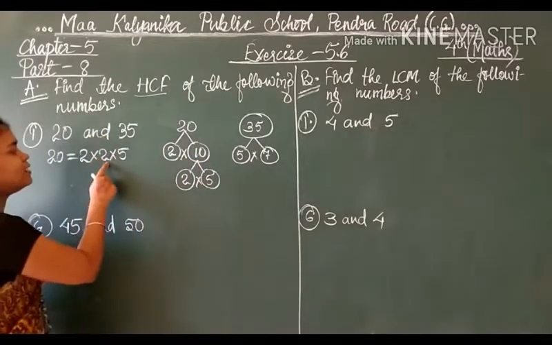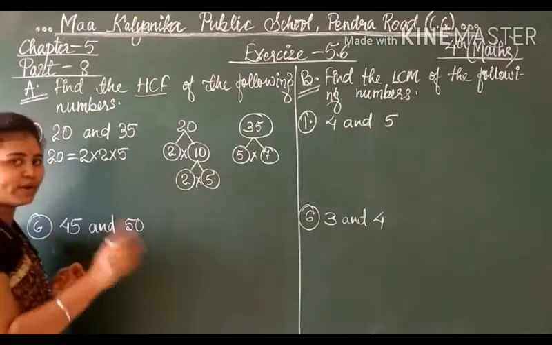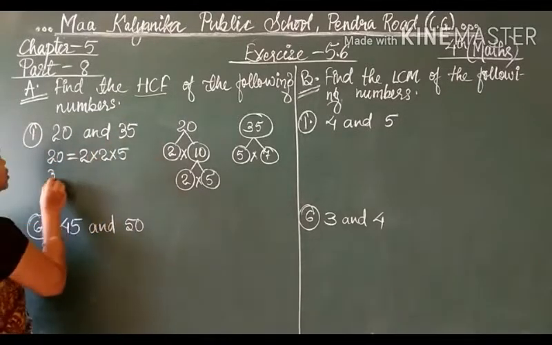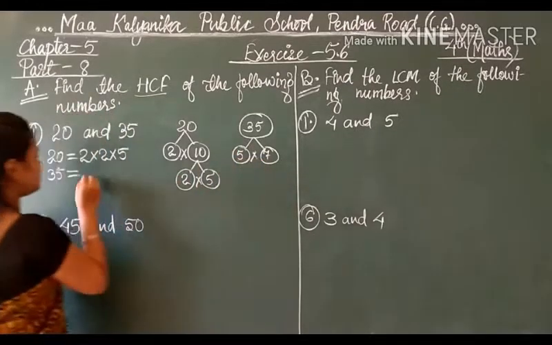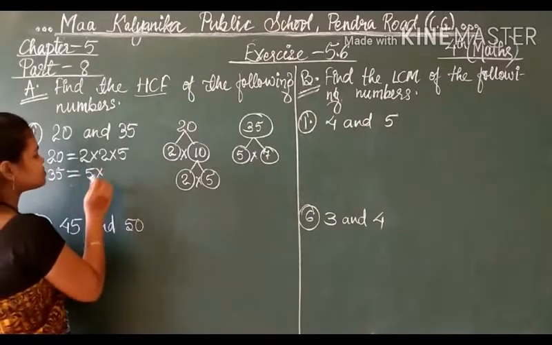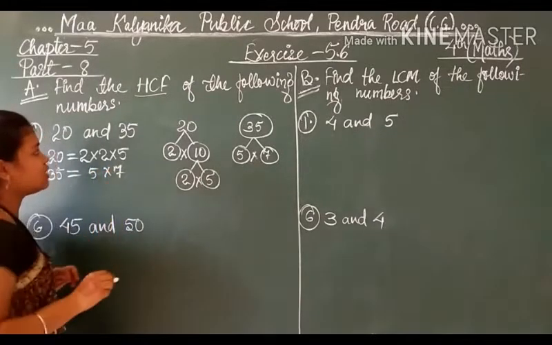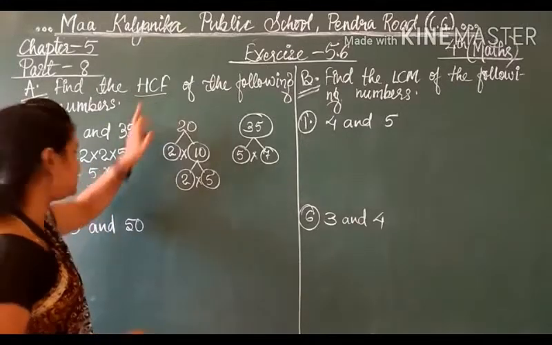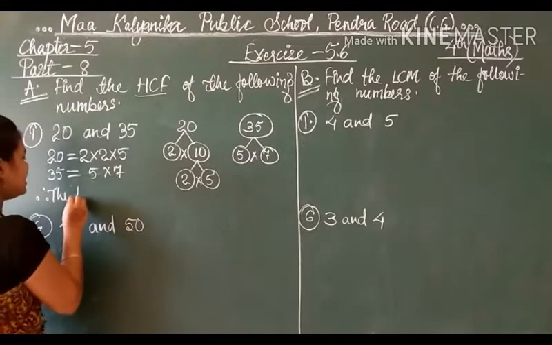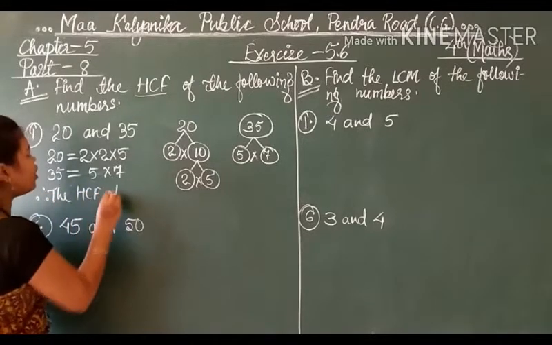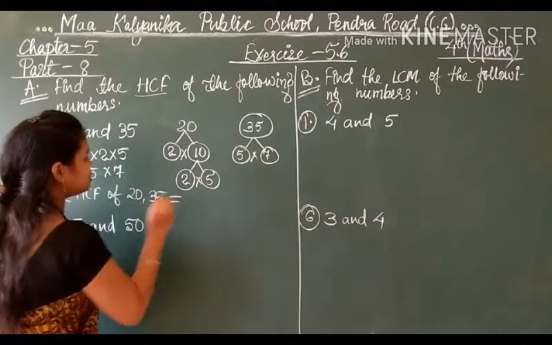So 2 multiplied by 2 multiplied by 5. 2 2s are 4, 4 5s are 20. So 20 is there. Now the next number is 35. So write the factors of 35. 5 7s are 35. So 5 into 7. Now students, you have to find the HCF. Therefore the HCF of 20 and 35 is equal to.